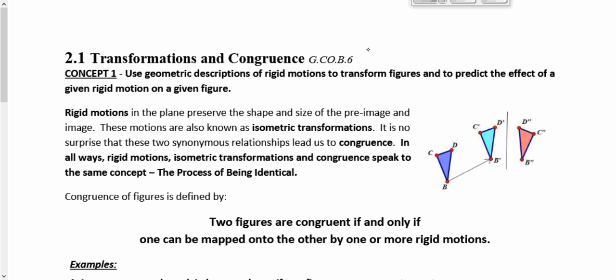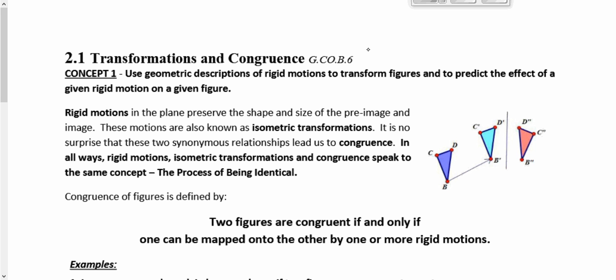So, transformations and congruence. What are the three transformations we looked at that resulted in congruent figures at the end of it? Translation, reflection, rotation. What about dilations? They're non-isometric, except in one case. When will a dilation be isometric? When will it result in congruent figures?